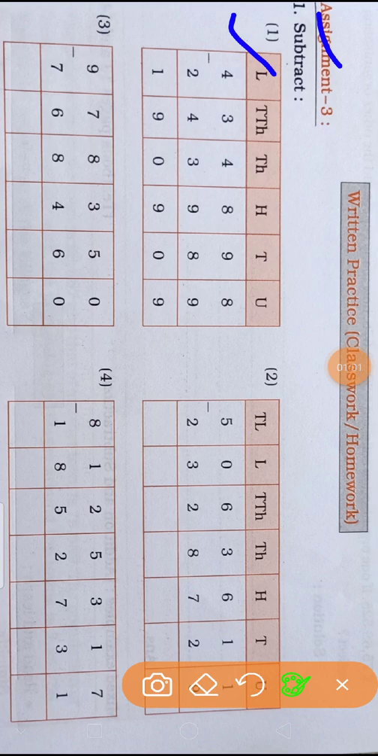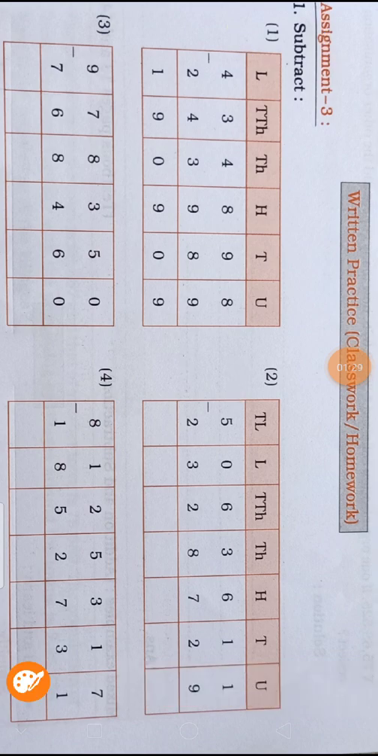First, all of you read this question. See here, 50,63,611 is this number, and the second number is 23,28,729. Okay, now see, when we are doing subtraction, first we subtract the unit place numbers.